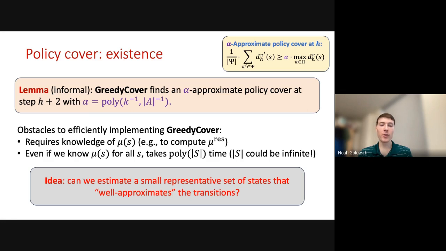Well, what we're going to do is try to estimate a small set of representative states that well approximates the transitions in some sense. And if we can do so, then when we implement greedy cover, we can simply use these small representative states, as well as some estimates of the feature vectors mu at those states, as a replacement for the set of all feature vectors mu of s in the execution of greedy cover.